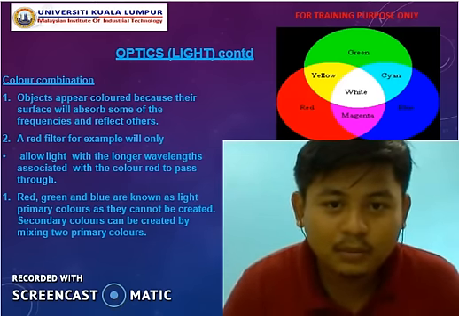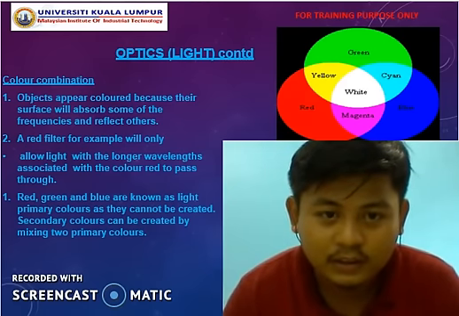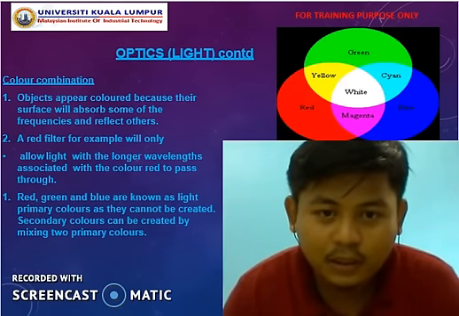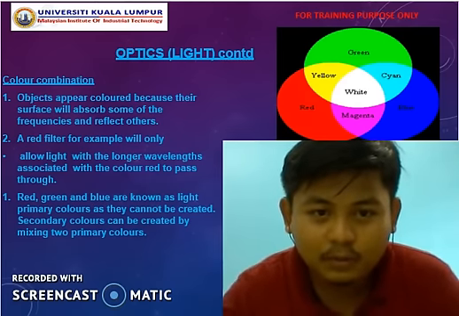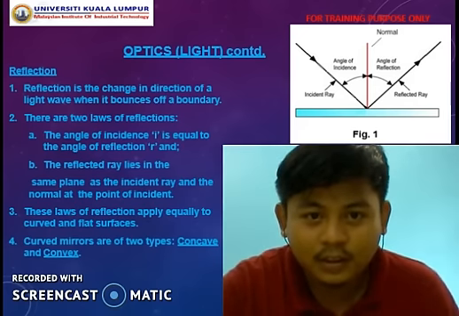So the next is color combination. Objects appear colored because their surface will absorb some of the frequencies and reflect others. Red, green, and blue are known as light primary colors as they cannot be created. Secondary colors can be created by mixing two primary colors.